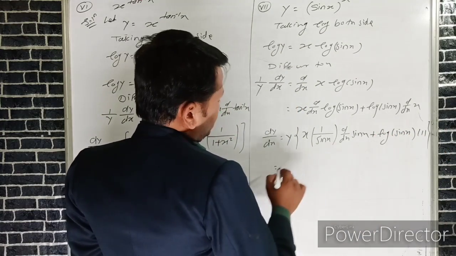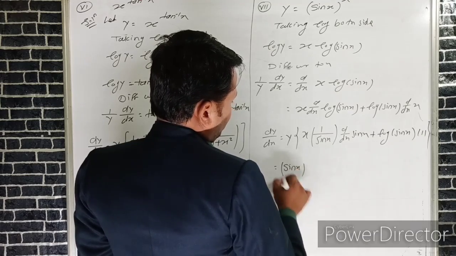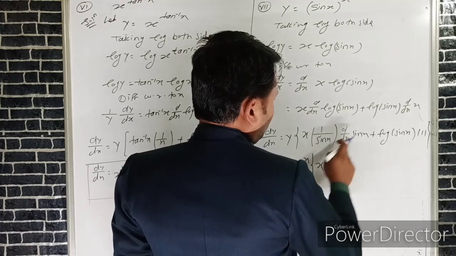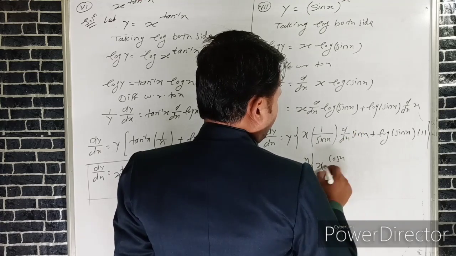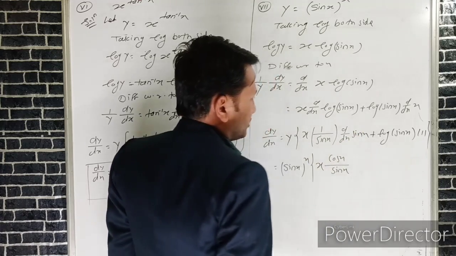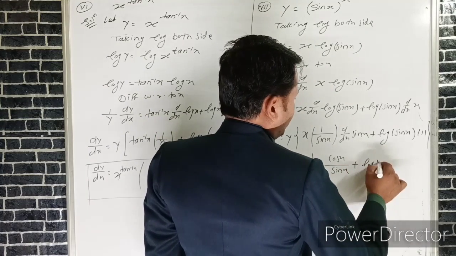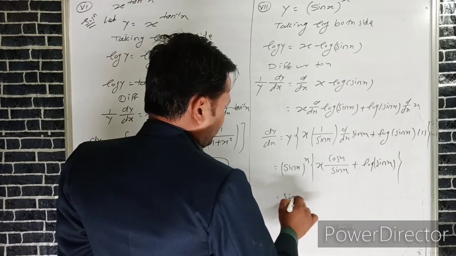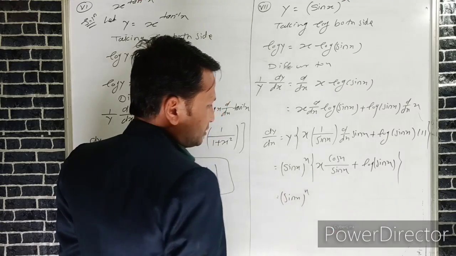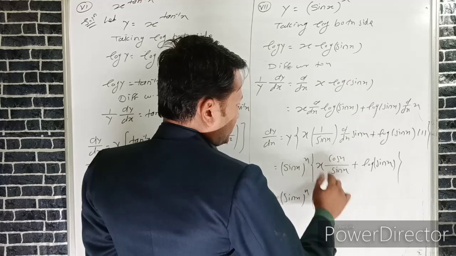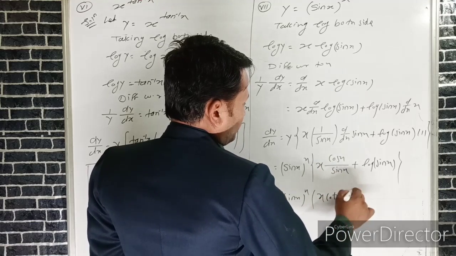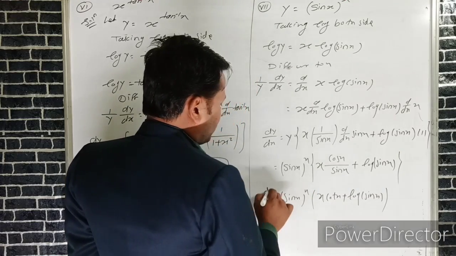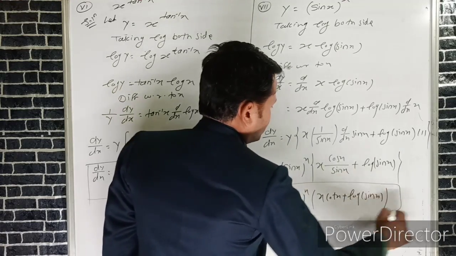The value of y, which is sin x whole raised to the power x, into x into derivative of sin x, which is cos x upon sin x, plus log of sin x into 1. Hence we can write it as sin x raised to the power x into x cos x upon sin x, that is x cot x, plus log of sin x, which is the required derivative dy upon dx.